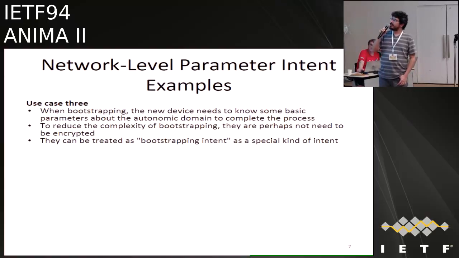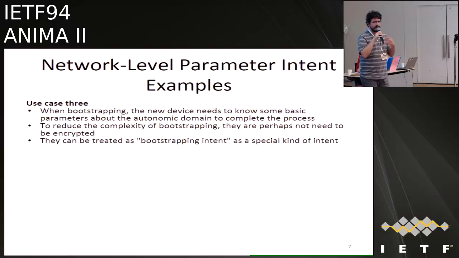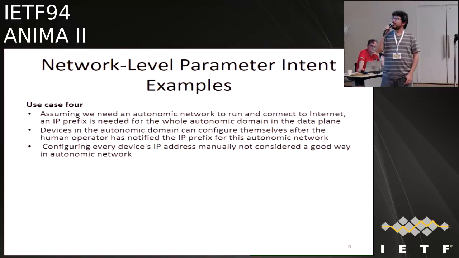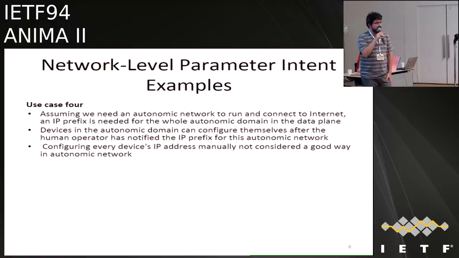So the use case 3 is when you have the bootstrapping of a new device, it's necessary to have some information to enable this bootstrapping. So maybe, for example, to reduce the complexity of bootstrapping, they perhaps need not be encrypted. And they can be treated in an expression case of intent, which is the bootstrap intent. So again, we're talking about some classification of intents. Next slide. The fourth use case, which is also a network level parameter intent example.